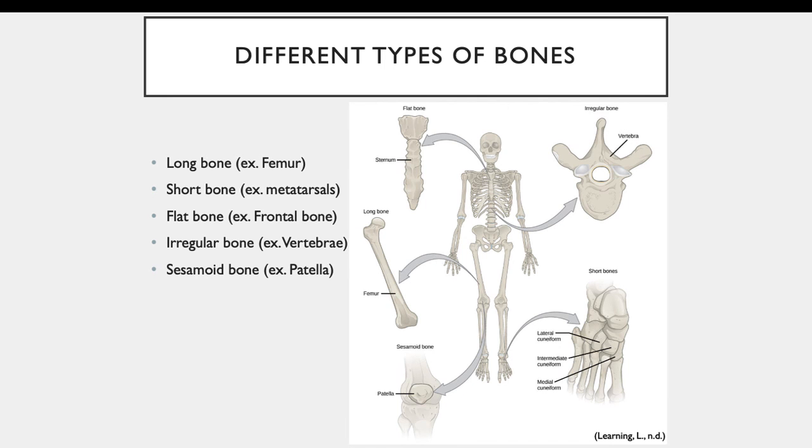Now, there are different types of bones. So we have the long bone, like the femur or the humerus, the short bone, like the metatarsals in your feet, like your lateral cuneiform, as you can see in this image here. We have a flat bone, like the sternum or your frontal bone in your skull, which tend to be smooth. And then we have an irregular bone, like your vertebrae. And then we have a sesamoid bone, like your patella.